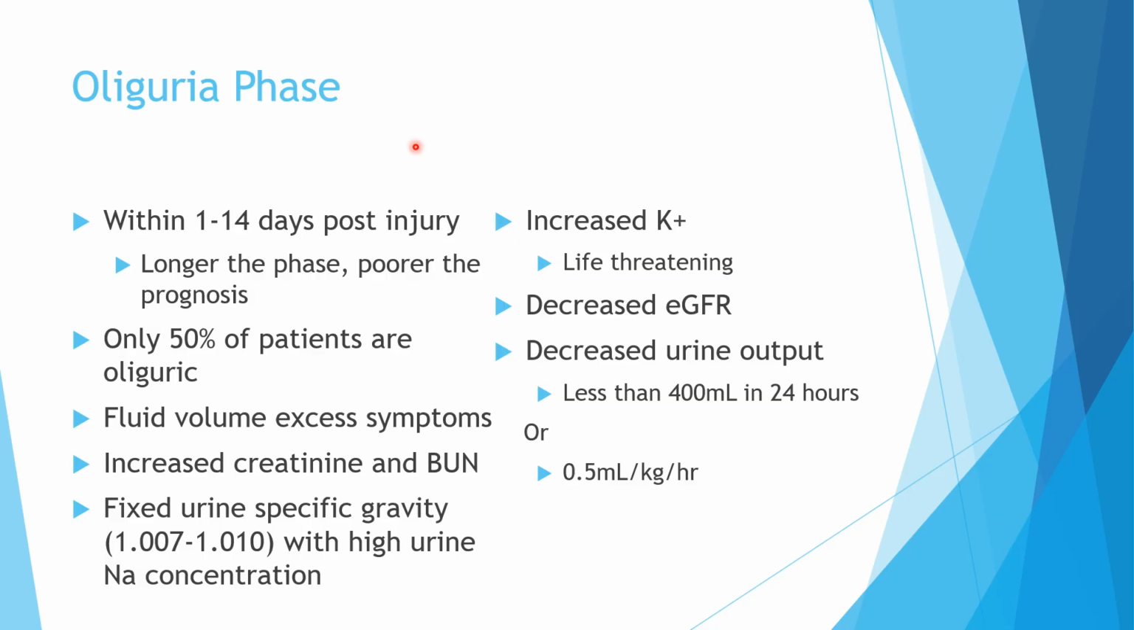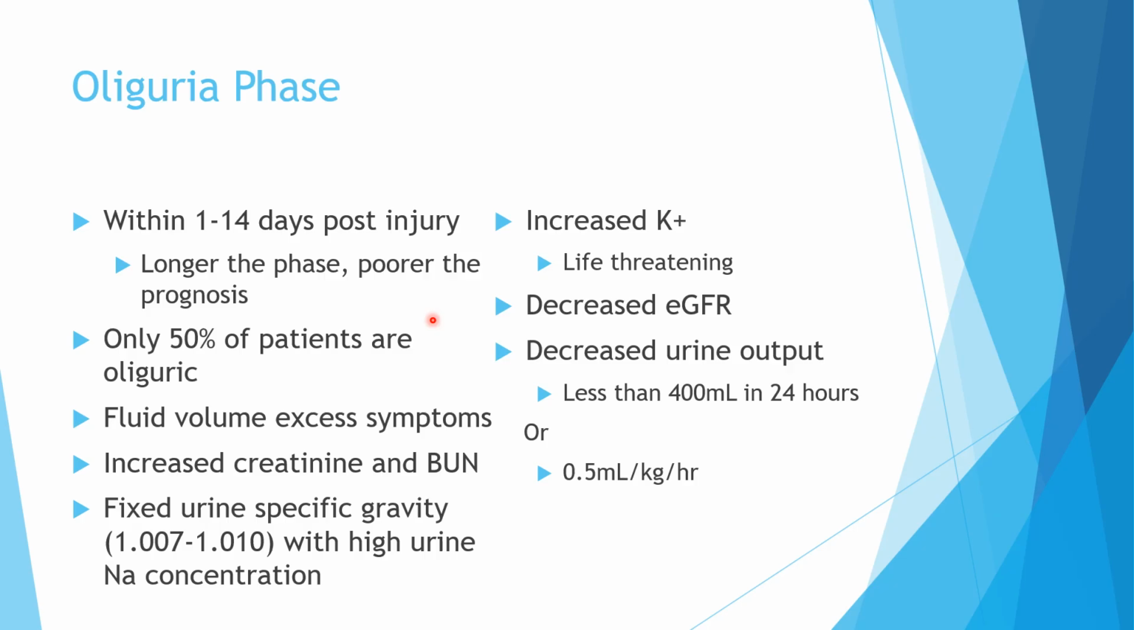The longer we're in this phase, the poorer our prognosis. Not all of our patients are actually considered oliguric, right? Not all of them are making less than 400 mLs of urine a day, or less than half a mL per kg per hour, but we have symptoms of fluid volume excess. So peripheral edema, crackles in the lungs, higher oxygen needs.